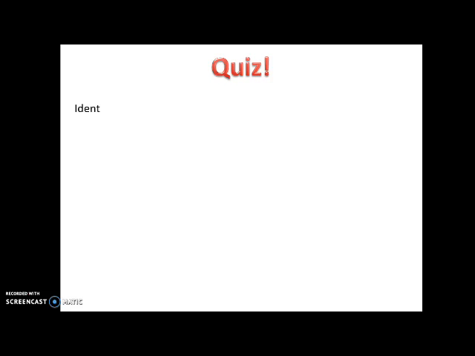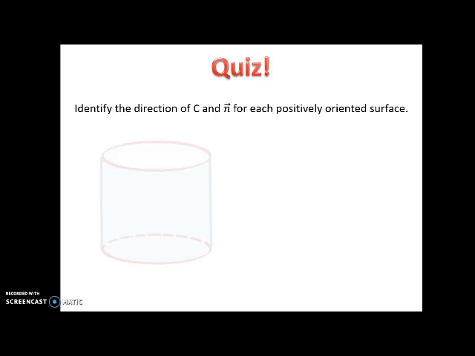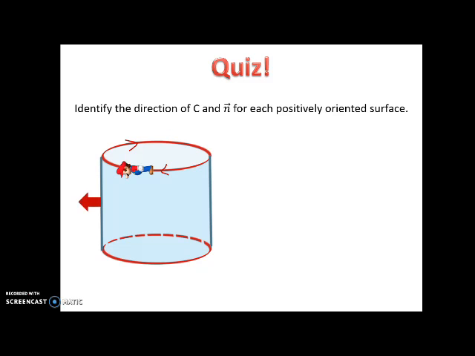Quiz. Identify the direction of C and N for each positively oriented surface below. So here we have a cylinder. It actually has 2 boundary curves. The upper one is like that. Mario would be rotating with N shown by the thick arrow, and he would see the blue surface to his left. Now the bottom curve goes the other way, and there's Mario walking around, and again he would see the blue surface on his left.